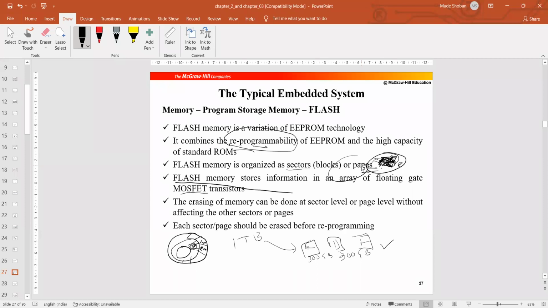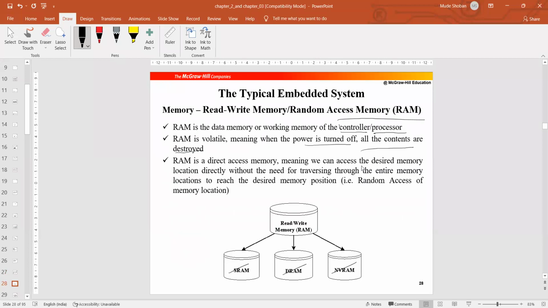So the erasing of memory can be done at sector level. Just what I noticed to you, erasing is at sector level or page level without affecting the other sectors or pages. Just like what we discussed, 0 to 10 kilometers, that mobile of the respective person will be detected here. Once he crosses beyond 10 to 20 kilometers, he will be detected there, and the content erased here, right? So like that it will change. So each sector or page should be erased before reprogramming. So this is the scenario of the memory.